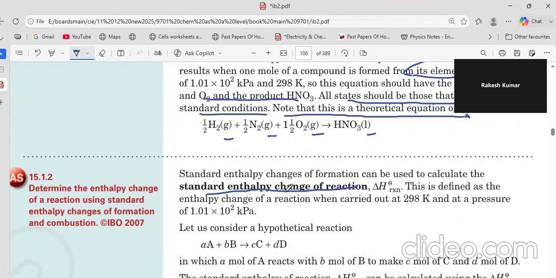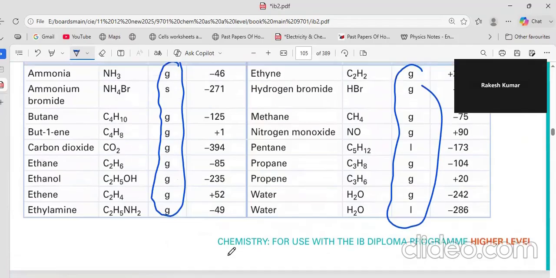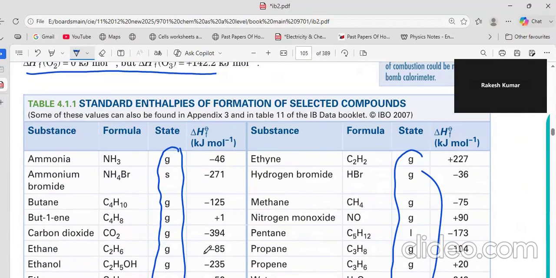The other thing you have to understand is the formation equation of nitric acid is this, but this is only a theoretical equation. This might not occur in nature. So sometimes we use theoretical equations to get the formation value, because it will all end up working out the right way, since we are doing this everywhere.